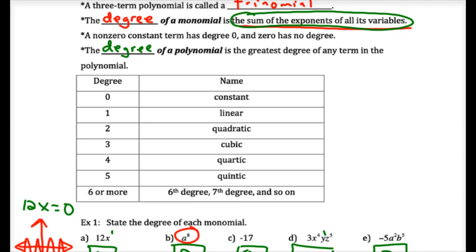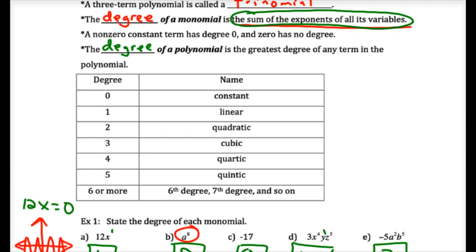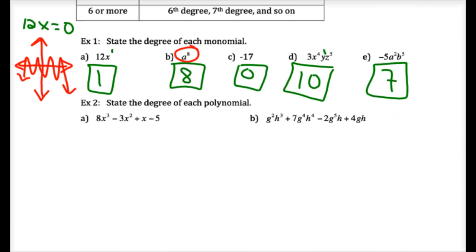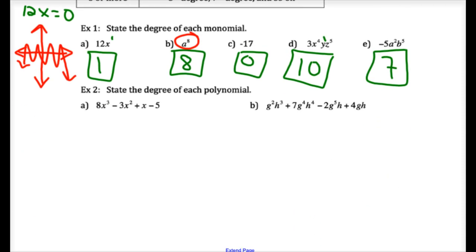Go up a little bit. The degree of a polynomial is the greatest degree of any term in the polynomial, which means you've got to find the degree of each monomial or each piece, and then whichever one's the biggest, that's the degree of the whole thing. But then if it's multiplied, we'll get there. So, what's the degree of 8x cubed? What's the degree of 3x squared? X? 5?